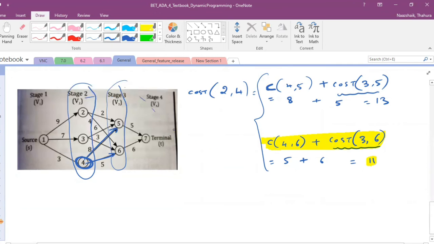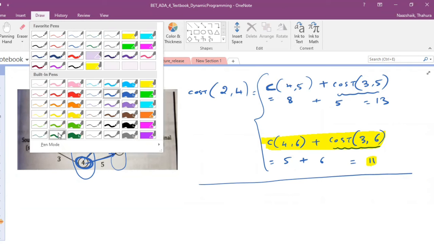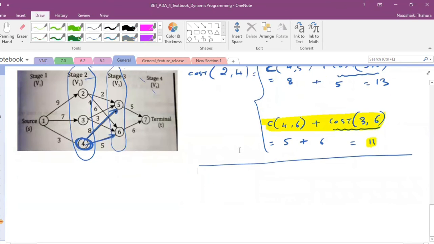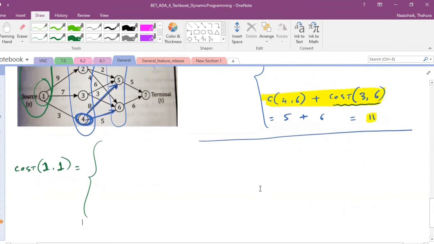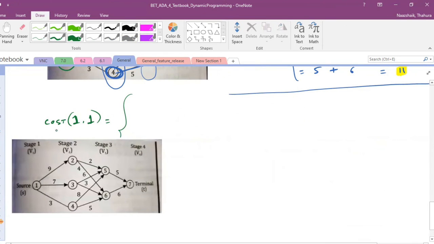So now we are left with stage 1. Let's do that. So now, how do you do stage 1? You are doing stage 1, right? So how many choices do you have? You need to find the cost of stage 1, and there is only one vertex here. So 1, 1 only you have to find. Now we have to calculate cost of 1, 1. In stage 1, there is only one vertex, so we just have to evaluate this.